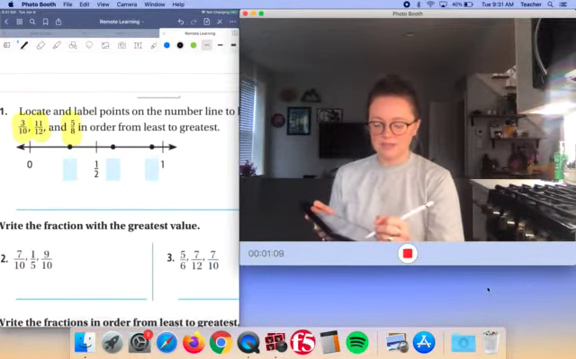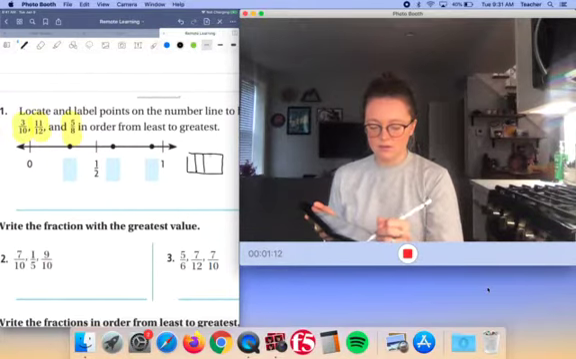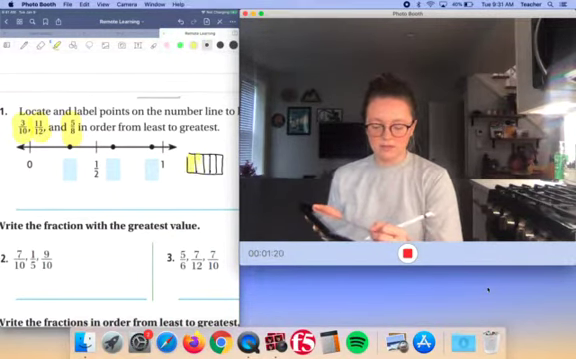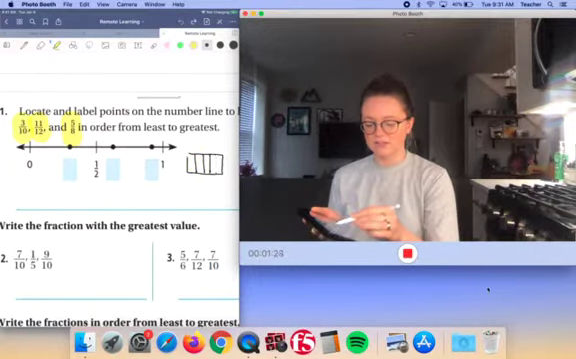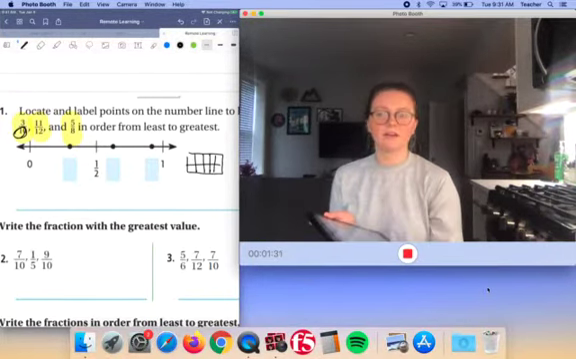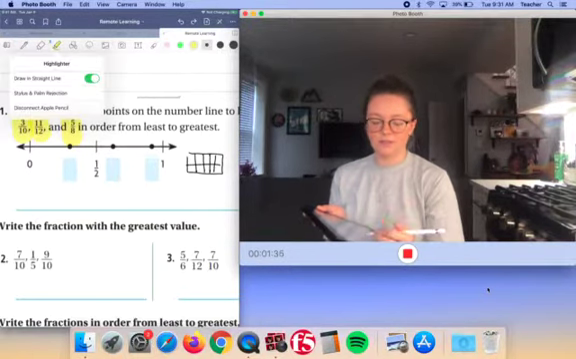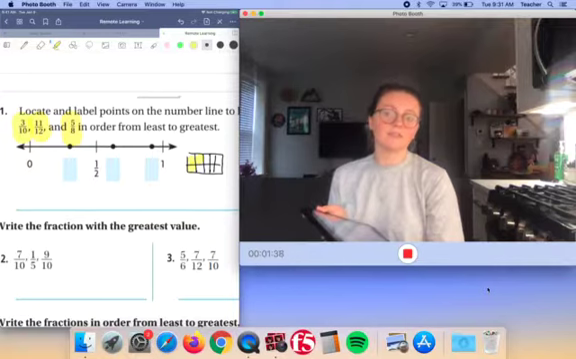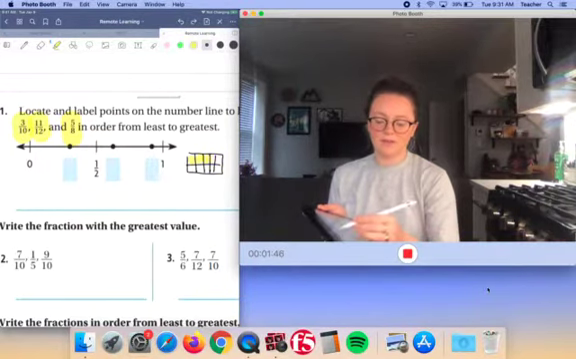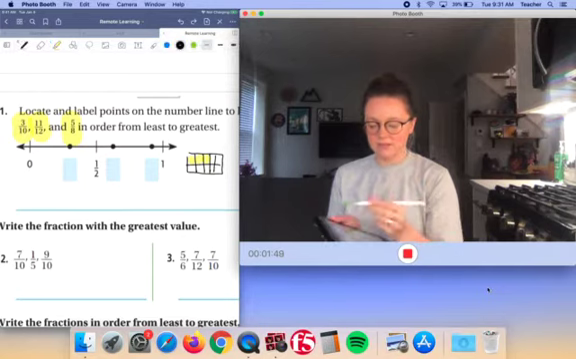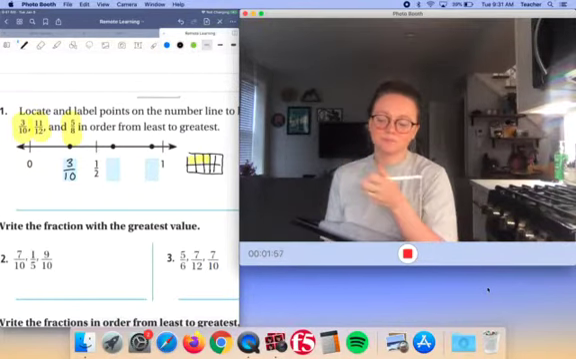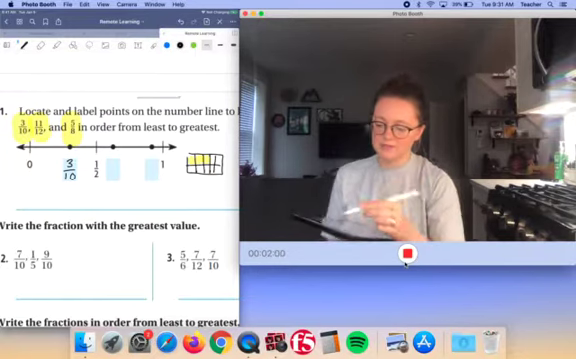I'll draw a picture to help you see that. If I have 10, oh sorry, I need 10 actually. If I have 10, which is what my denominator is right there, and I only fill in 3, I have not filled in half. Half of them would be filling in 1, 2, 3, 4, 5. But if I only fill in 3, it's less than half. So I'm going to put 3/10 smaller than 1/2.